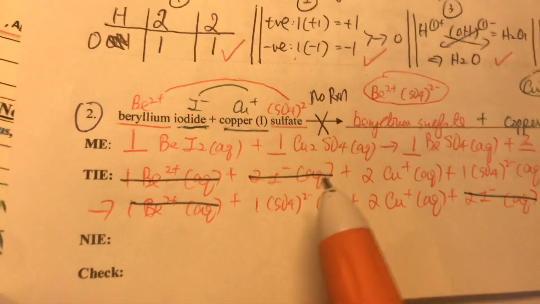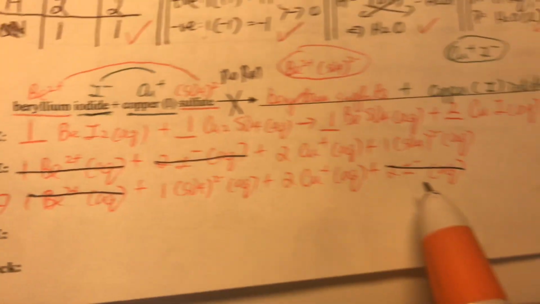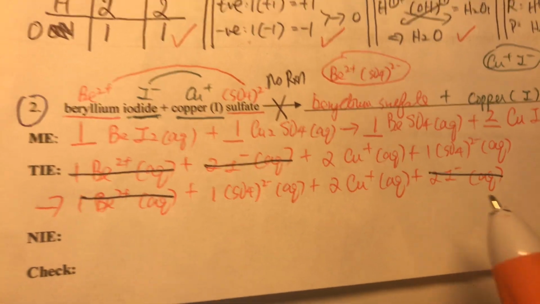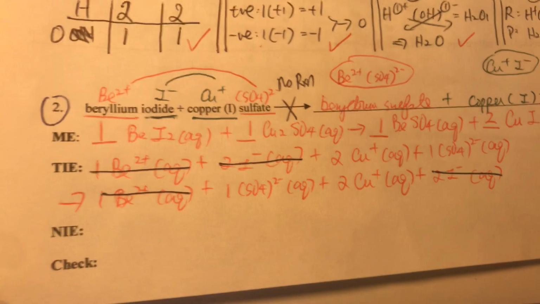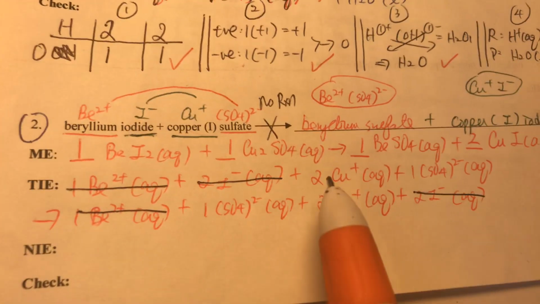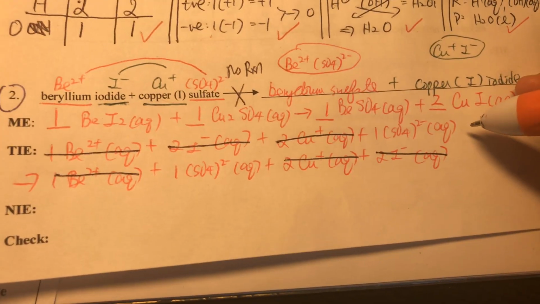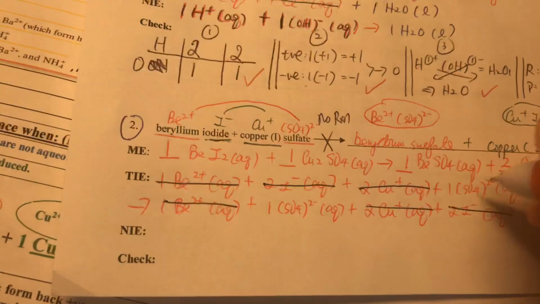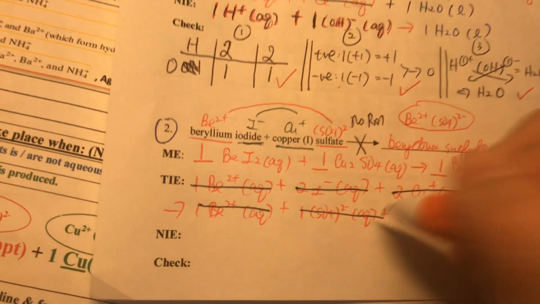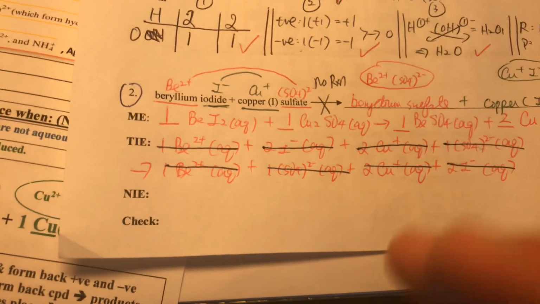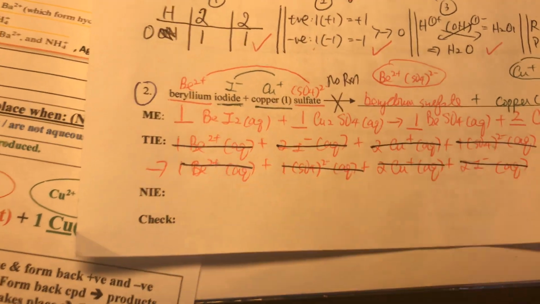Now let's say if you get 2 I minus here, but you get 1 I minus there, you know you did something wrong. You cannot cancel. Instead, you should go back and check your crossover or balancing. Okay, 2 Cu plus AQ, 2 Cu plus AQ. And then 1 SO4 2 minus AQ, 1 SO4 2 minus AQ. So the total ionic tells you what happened in the beaker. After you cancel out the spectator ions, we get nothing left over.